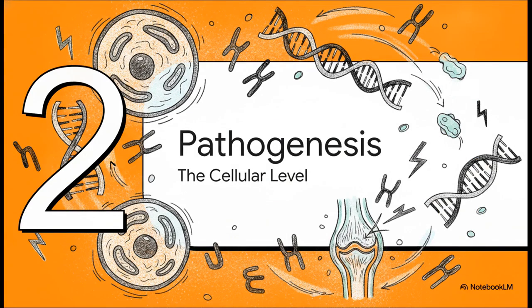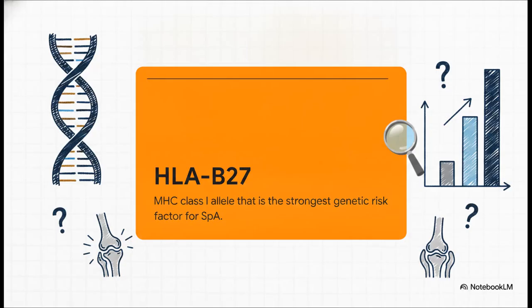Moving on to Section 2, Origins and Pathogenesis. We are now zooming way into the cellular level. You know, you simply cannot discuss the origins of spondyloarthritis without shining a huge spotlight on the HLA-B27 gene. HLA-B27 is a major histocompatibility complex class 1 allele. Think of it kind of like a very specific genetic ID badge sitting on the surface of your cells. And it is, by far, the strongest genetic risk factor for this disease.